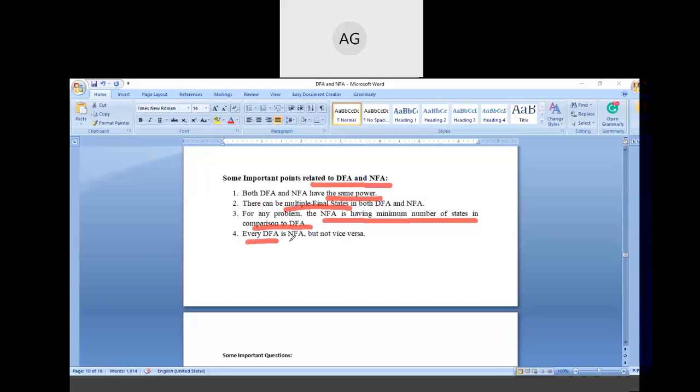The last point is every DFA is NFA, but not vice versa. So just remember these points that every DFA is NFA, but not vice versa. These points are very important. So you need to remember these points. Do all of you understand this? Just write in the chat box so that we can proceed further to the next topic.